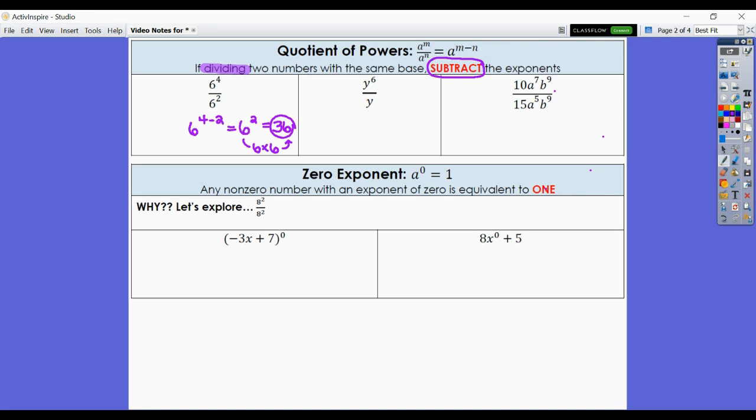Next example, the bases are the same. Subtract the exponents. We have y, 6 minus the exponent on the bottom, which is 1. If it's not written there, it's a ninja 1. And that gives us y to the 5th.